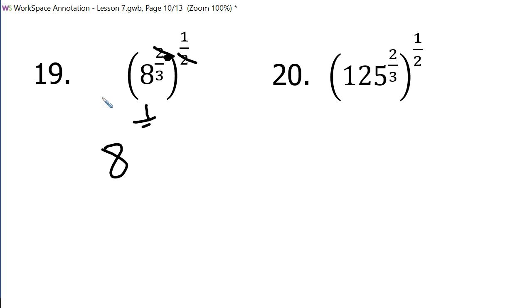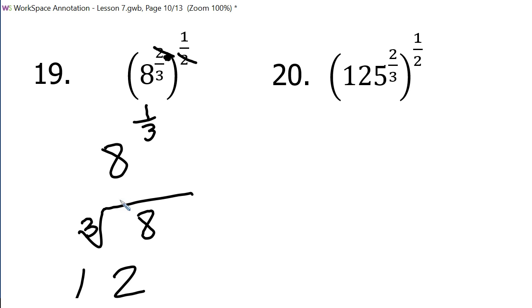So if it's a rational exponent, what do I do with it? Change it to a radical. So what number goes under the radical? 8. What root am I taking? Third root. What power do I raise it to? The first. Do I have to put the first power? No. What's the cube root of 8? 2. One number. There's my answer.